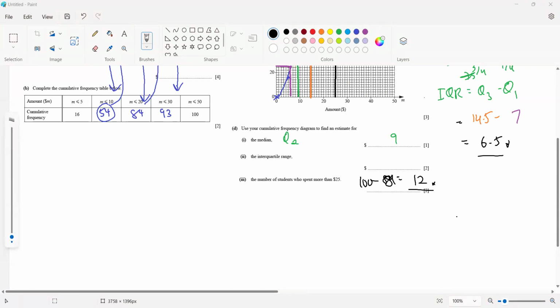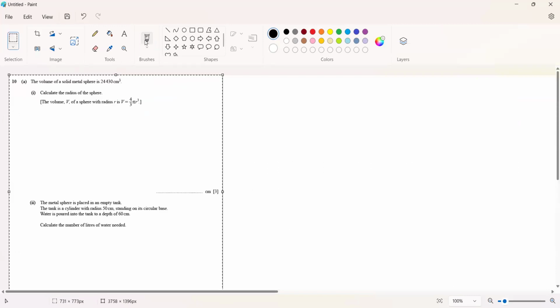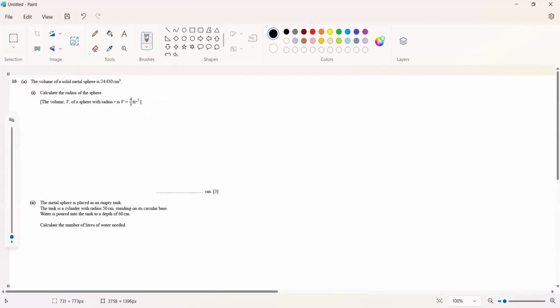So moving to number 10. In question number 10, the volume of a sphere is given. Calculate the radius. So given the formula as well, volume equals 4 over 3 pi r cubed. 24430 equals 4 over 3 pi r cubed. And then we can slowly solve towards our answer.